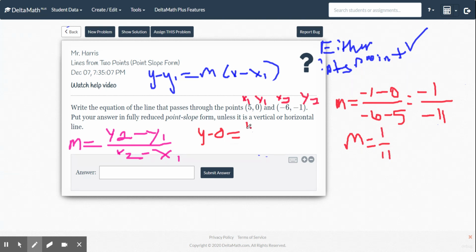So that will go right here. Again, remember, we're just using this formula up top. Parentheses, x minus x1 is 5. And so that would be our answer there.